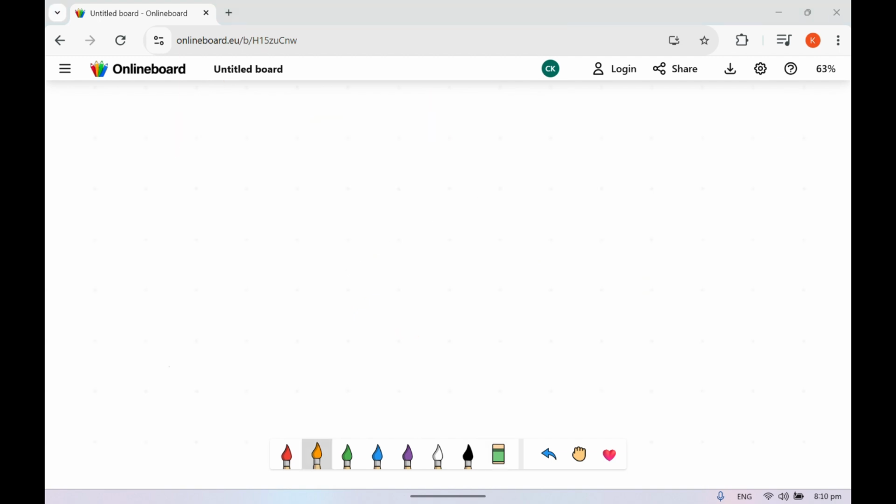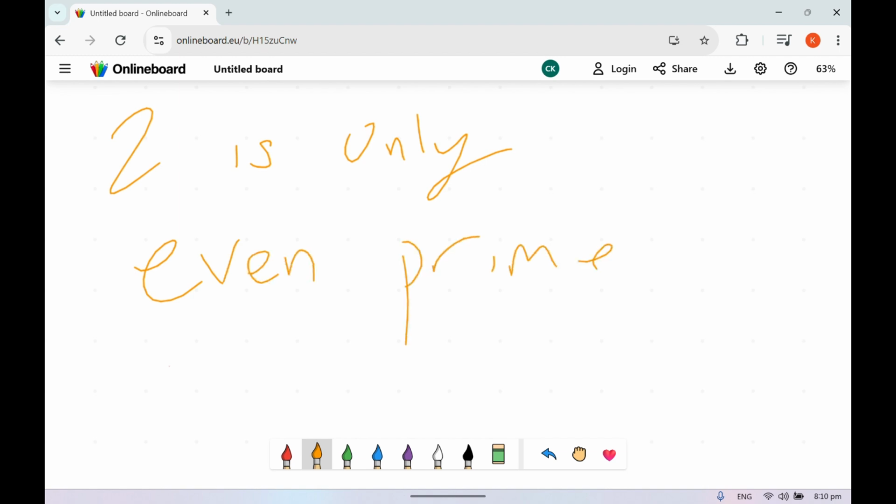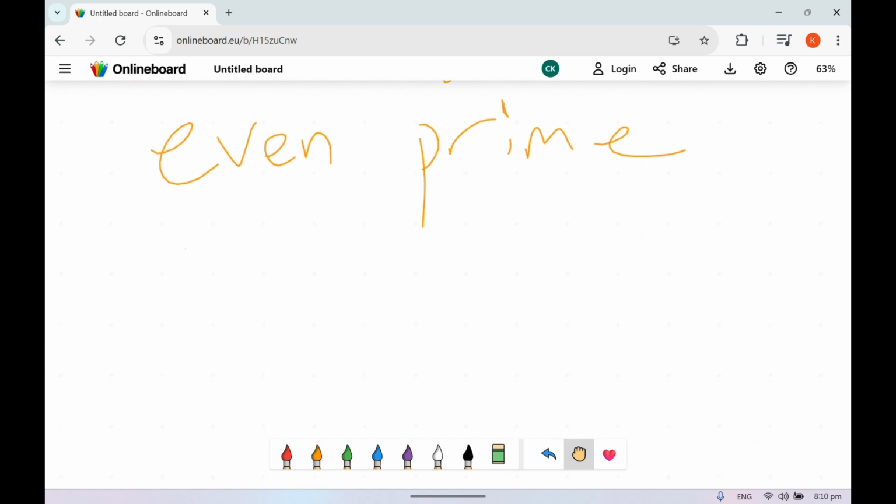Okay. Now, another fun fact is that 2 is the only even prime. And if you think about it, you probably know why. Now, actually, all even numbers, except for the number 2, are prime. Sorry. They're all composite. Sorry. All even numbers, except for 2, are composite.